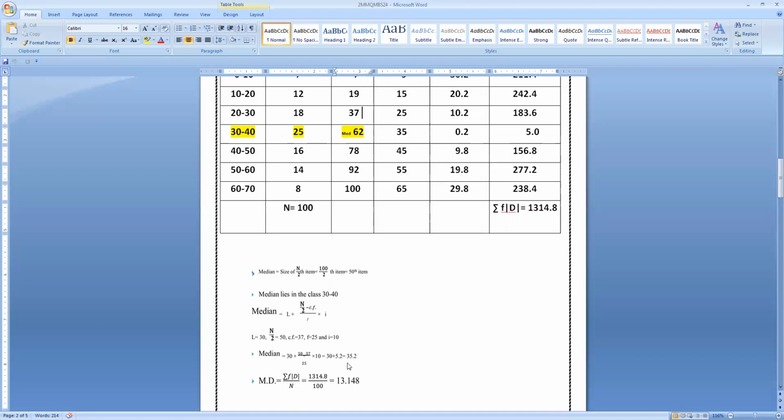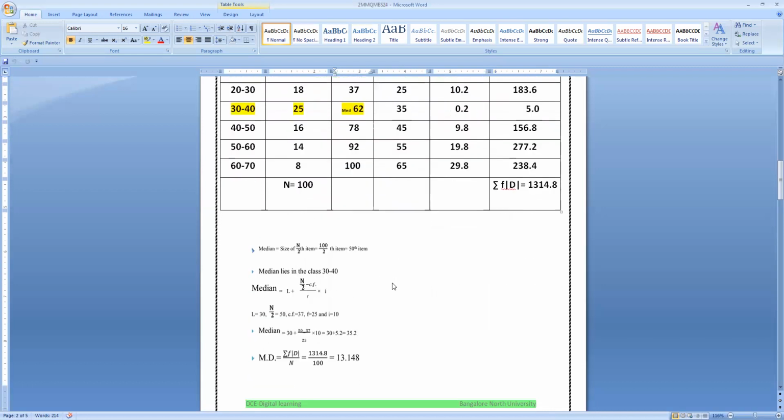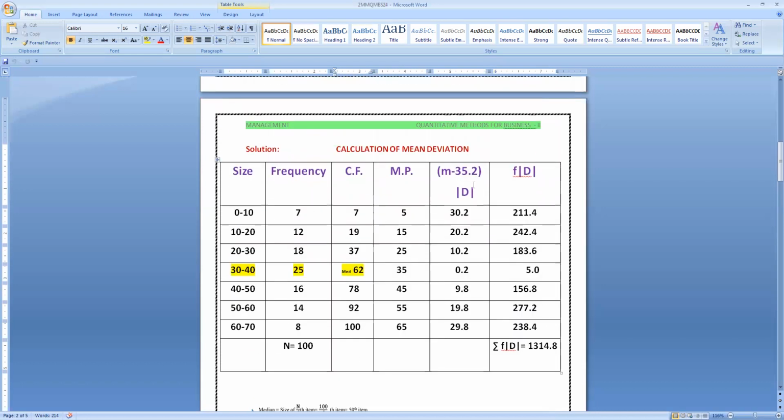Now we'll go for calculating the deviations. Before doing the deviation values, we need to calculate the central points or the midpoints. For the class interval 0 to 10, the midpoint is 5. For the next class intervals, it is 15, 25, 35, 45, 55, and 65. Then we do the deviation values with the help of midpoints. Already we calculated the median, that is 35.2. The deviations are m minus 35.2. So with the help of all these midpoints, we deduct the median value for the calculation of deviation.